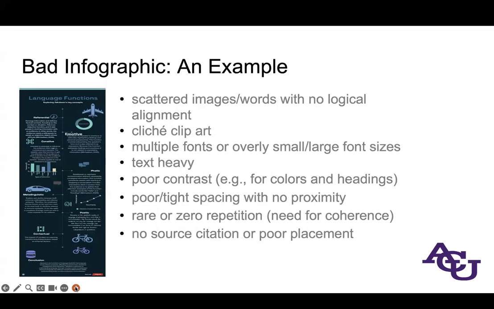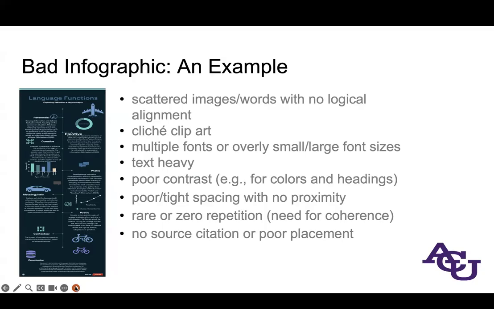Now let's check out an example of a bad infographic. I think we're prepared for that at this point. As you can see on this sample infographic, images are scattered in random spots. There's no logical alignment. For instance, some images are centered, some are at right, some are at left. And without consistency of the placement of the images, the viewer's eyes are kind of scattered as well all over the infographic.